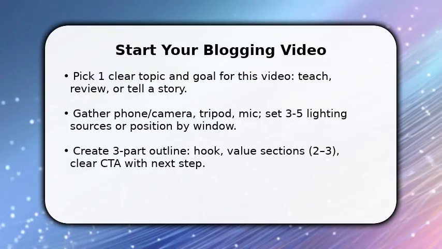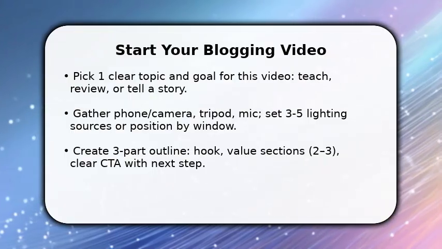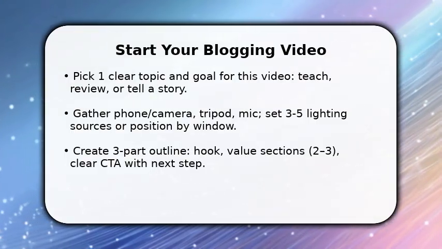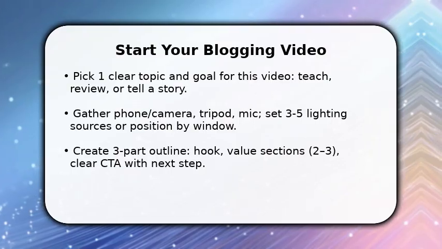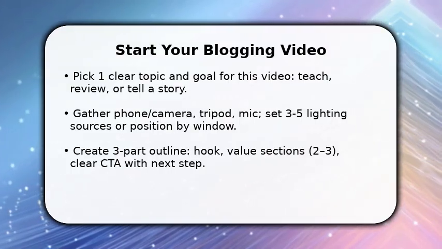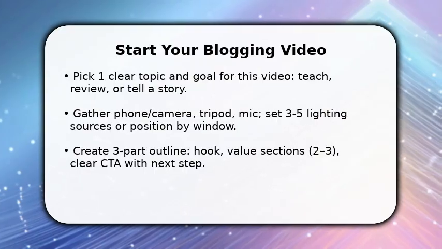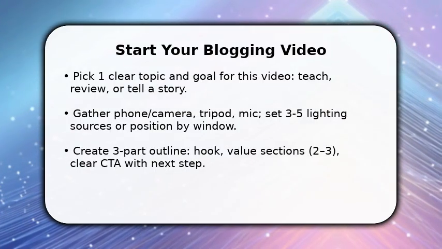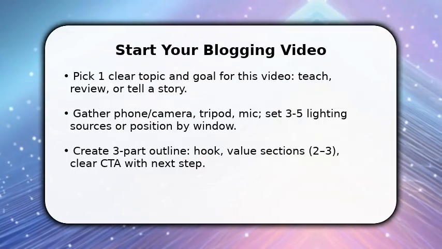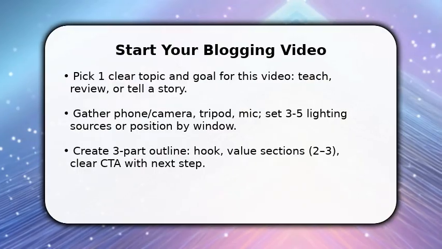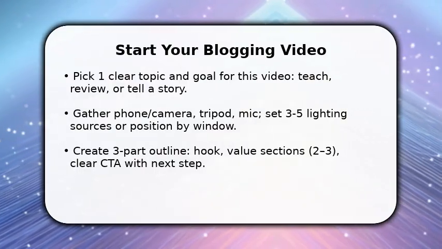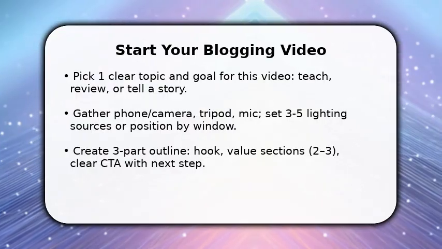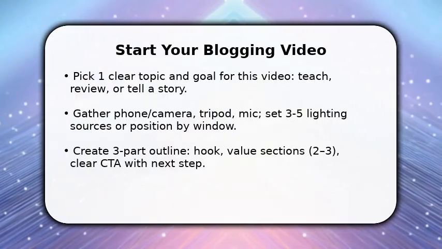You begin by choosing one clear topic and goal. This focuses every decision that follows. Once chosen, get your phone or camera, mic, and tripod ready and position a light source so your face is evenly lit. Then outline 3 parts: a 5-10 second hook, 2 or 3 value sections, and a concise call to action. Make sure to script key lines and time each section. This first loop gets you into recording quickly and avoids aimless takes.